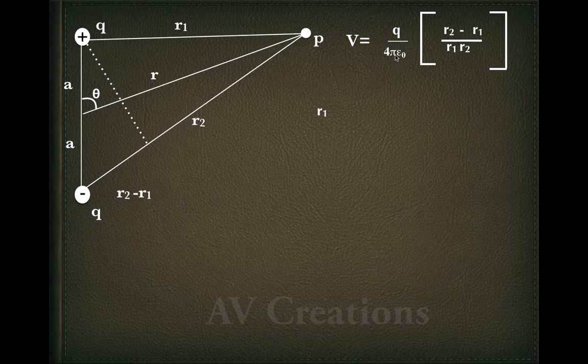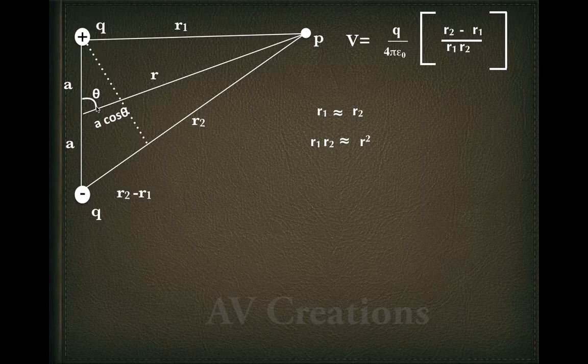The equation is V equal to q by 4 pi epsilon 0 times R2 minus R1 by R1 R2. R1 and R2 are approximately equal because the dipole is very small. So we can say that R1 and R2 are approximately equal to R, and we can write R1 R2 as R square. These are equal because the dipole length is very small, so this length is also very small. It is an approximation, we can assume that these two lengths are approximately equal, so R1 R2 will be approximately equal to R square.